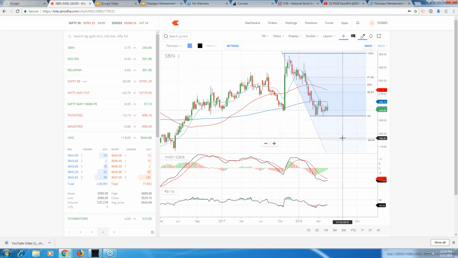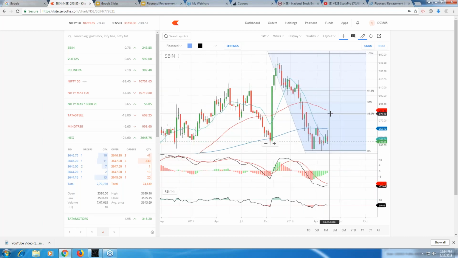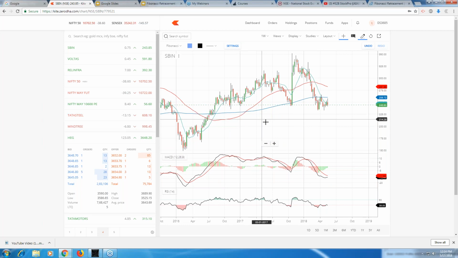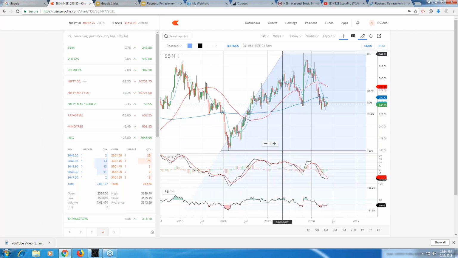Either the stock, now it's experiencing a resistance. Suppose it starts going up. First it has to cross somewhere here 23.6%. Then it has to cross 38.2%, then it has to cross 50%, then 61.8%, and so on and so forth. All right. And if I want to see what happened from bottom to top, let's see where it stands right now.